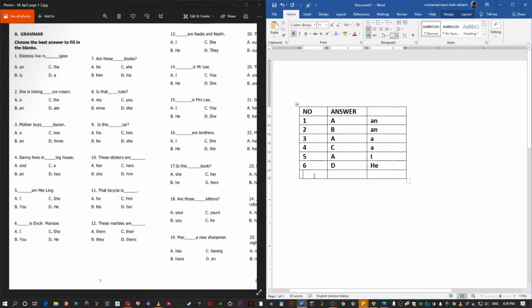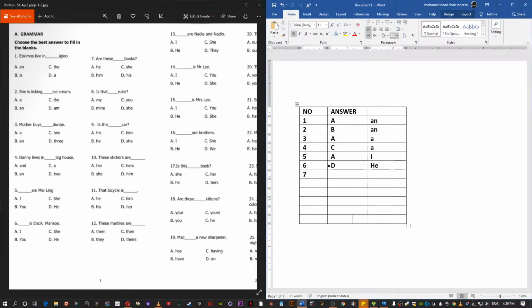Alright, let's look at number 7. Pretty easy, ya. Okay, mudah. Kalau ada yang tak tahu kenapa he, kenapa bukan she, masalah ha. Okay, sebab he ni untuk lelaki, she ni untuk perempuan. You should know this already. If you do not know or you are confused, then it means that you lupa sebenarnya. So go check back on your notes.